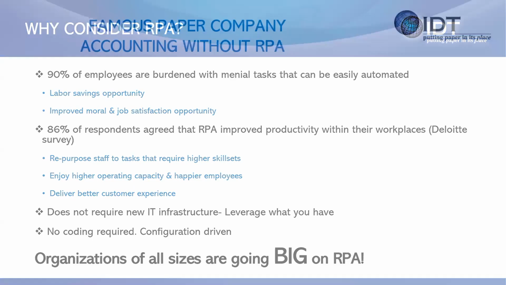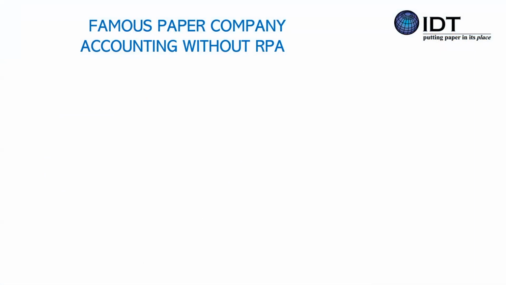All in all, organizations of all sizes are going big into RPA, and we think you should look at it too. So now let's look at an example of how a famous paper company adopted RPA to automate the mundane tasks of invoice processing, increase happiness in the workplace, and ultimately make their regional supervisor an office hero.